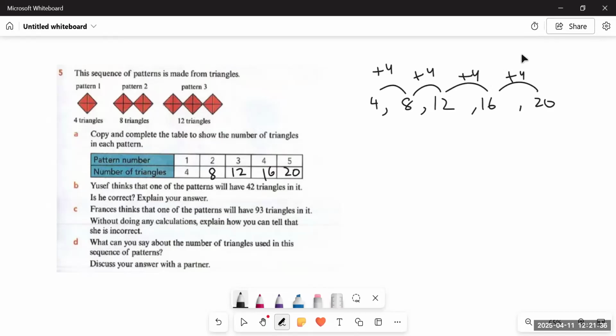Now, Yusuf thinks that one of the patterns will have 42 triangles in it. Is he correct? Explain your answer. No. If we look at the number of triangles, every time we are getting a multiple of 4. Since all the numbers of triangles are multiples of 4, we cannot say that 42 would be part of this pattern. So we will say no, 42 is not a multiple of 4.